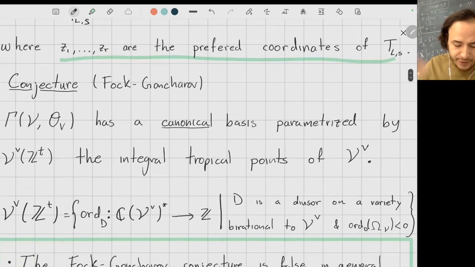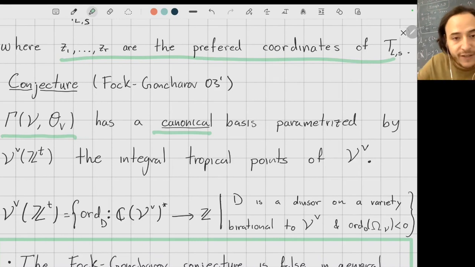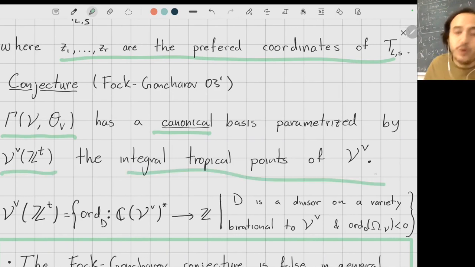This is a conjecture by Fock and Goncharov that's very old, maybe 2003. In the beginnings of this theory, Fock and Goncharov introduced these cluster varieties, and when they introduced these spaces, they also introduced this conjecture. They claim that the regular functions on a variety have a canonical basis, as a vector space over the complex numbers, parametrized by this set, which I will call the integral tropical points of the dual cluster variety.